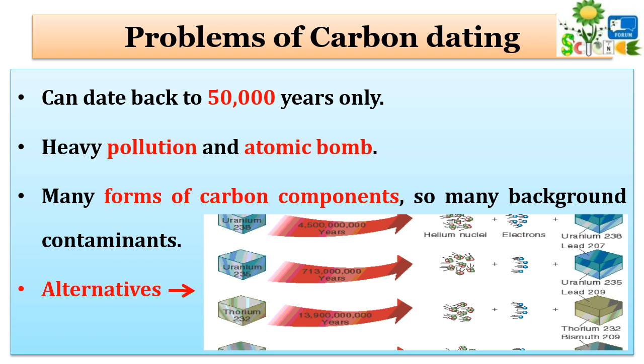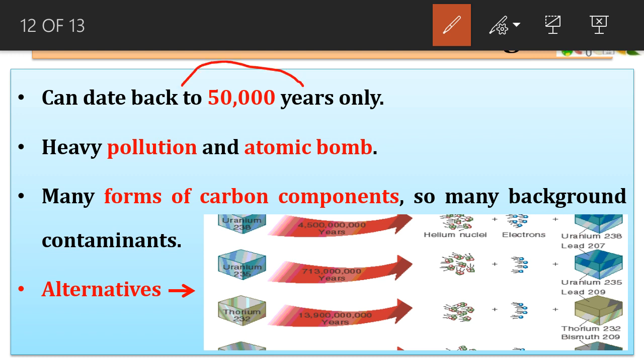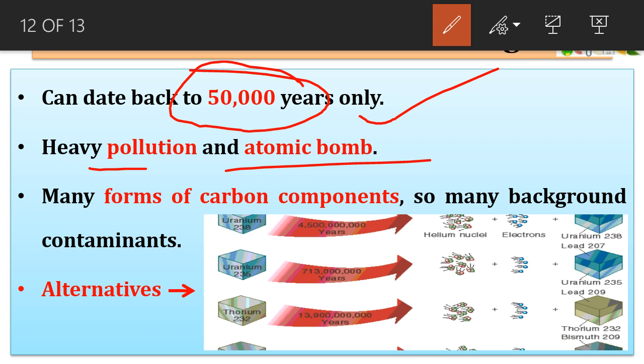Now, carbon dating is not always beneficial; it also has some drawbacks. By carbon dating we can only trace back up to 50,000 years, and because of heavy pollution and bombing the atmospheric concentration of carbon dioxide has changed. So this is not a highly accurate process. The atmosphere also contains various forms of carbon compounds which can interfere with the fossils.